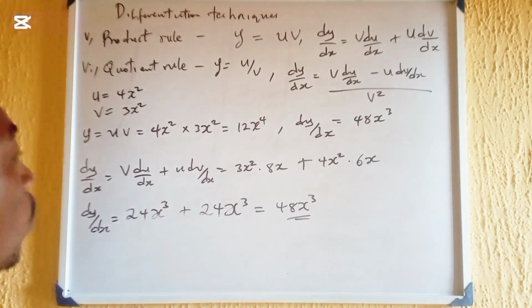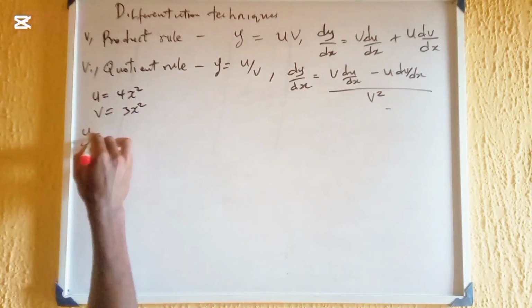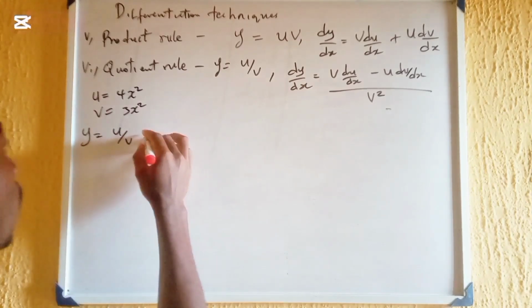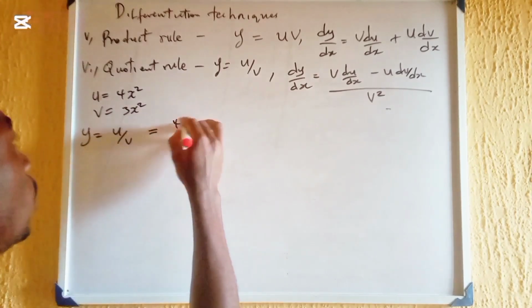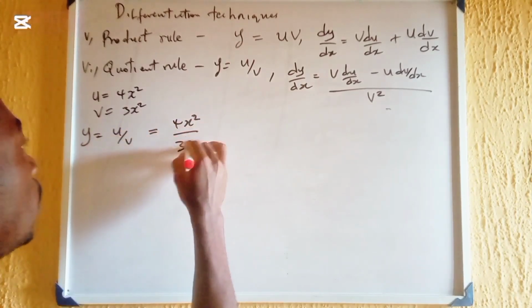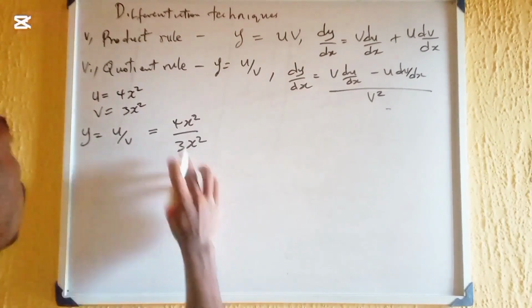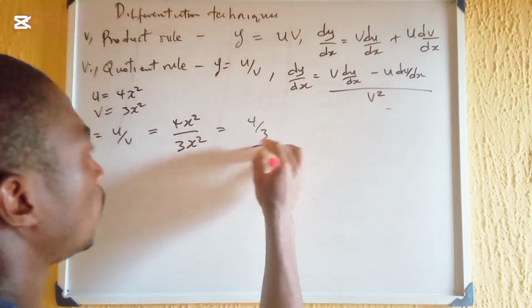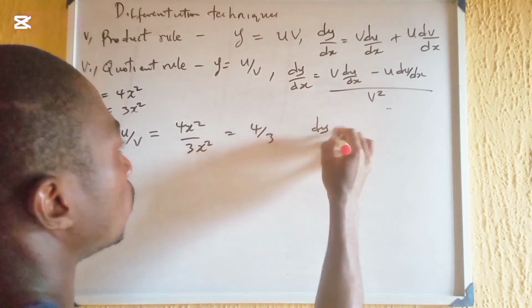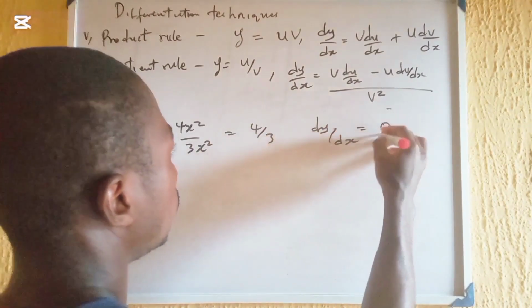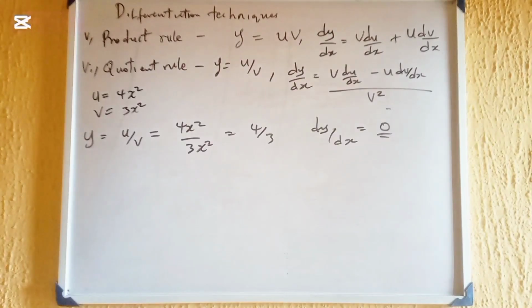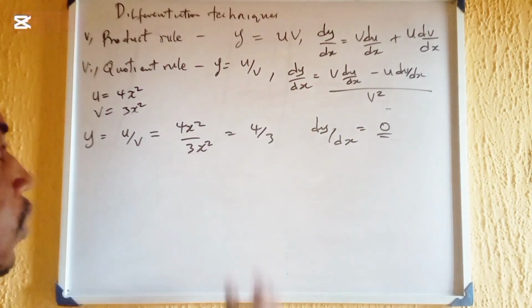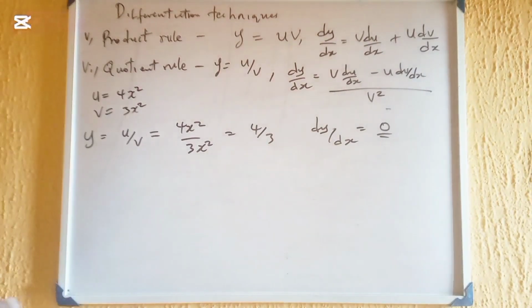Now let's verify the quotient rule. y is equal to u over v, and this is the same thing as 4x squared over 3x squared. That's u over v. Then this gives us 4 over 3. So dy/dx is equal to 0. Why is it 0? 4 over 3 is a constant. So when you differentiate a constant, you have 0.